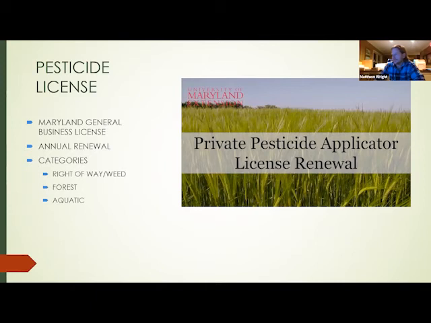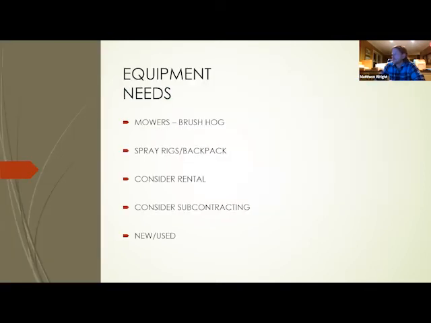There's annual renewal, and there's continuing education every year for that. And there are categories. Just make sure you get a category that covers you for the maintenance, including an aquatic category for buffers if you're somewhere close to a stream. So again, you're going to need equipment: mowers, bush hog, spray rig, backpack. You can consider renting, or even subcontracting, to get started.